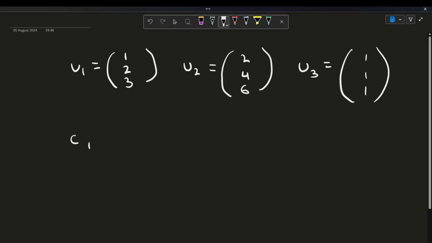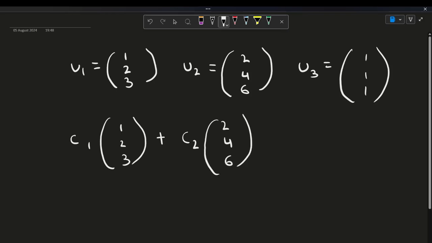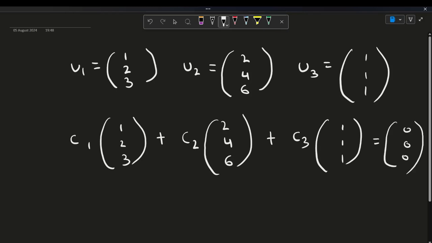up the equation c1 times u1, which is 1, 2, and 3. We're again just using the same equation, which we showed in the notes. C2 is 2, 4, and 6, and then finally C3 is 1, 1, and 1, and this should be equal to 0, 0, and 0. And if they are equal, they're linearly independent.